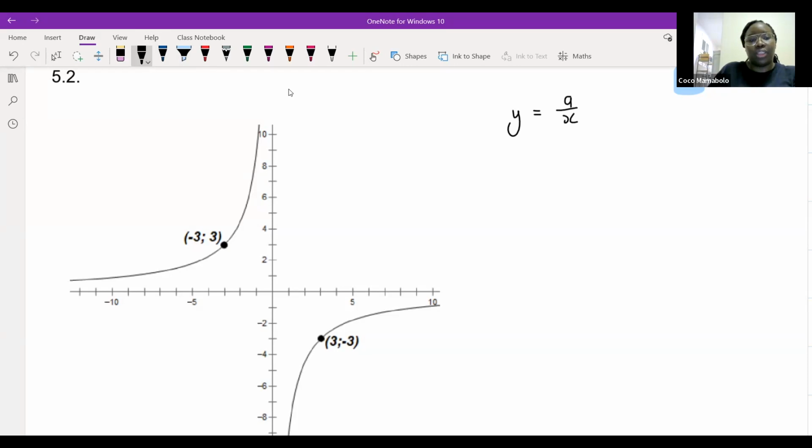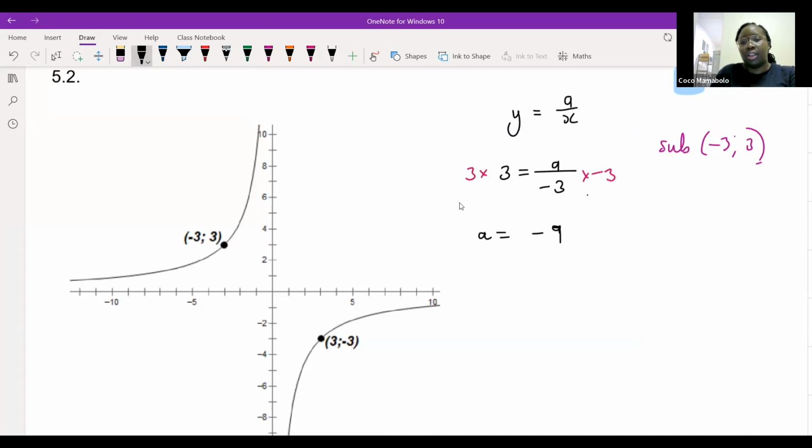So I know that if we're looking for a, we're going to substitute an x and a y. Pick one. You can either use the one at the bottom or the one at the top. It doesn't matter. I'm going to use the one at the top. I'm going to sub in -3 and 3, so my y value is going to be 3 and my x value is going to be -3. So I'm going to have 3 is equal to a over -3. And then if I want to solve for a, I'm going to multiply both sides by -3. Therefore, a is equal to -9. So y is equal to -9 over x. Give me a thumbs up if that's the answer you got.